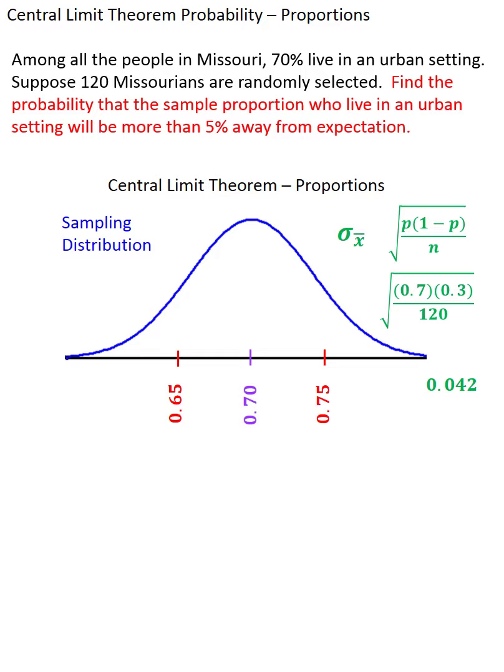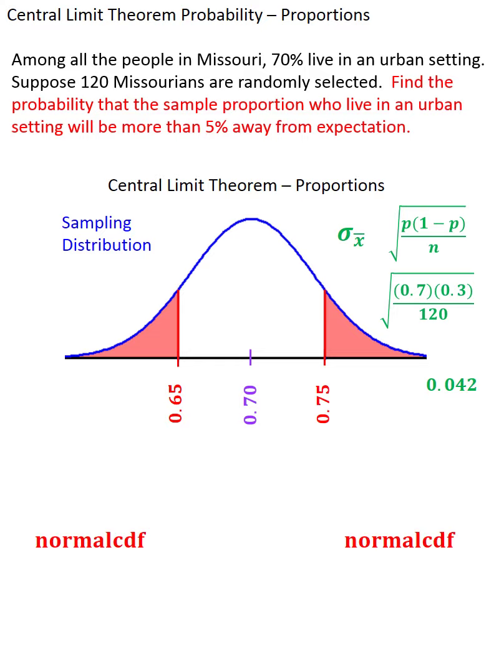We want to know the probability that my random sample of 120 Missourians has a sample proportion of those living in an urban setting either below 65% or above 75%. And that's indicated by the two red shaded regions here. So what have I done? I've converted a probability problem into a shaded area problem. And I like that because shaded area is something I can calculate.